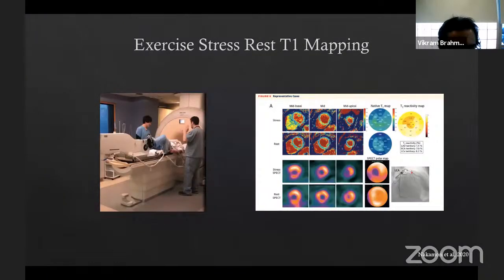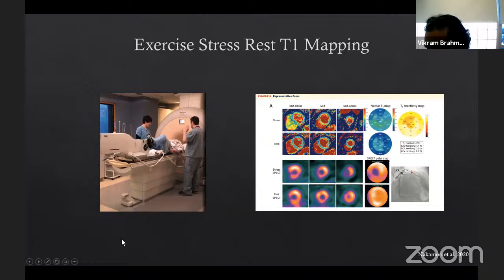And even more exciting, there's an exercise version of this as well. So this is just published by a group last year. If you take a look, you can see there's actually an MRI compatible bicycle or pedaling station, I guess. And then post-stress, the patient can go right back into the magnet. And when I was in fellowship, we actually did something similar to this. We had a hydraulic treadmill next to the MRI magnet, and you could have patients hop right off and get into the magnet.